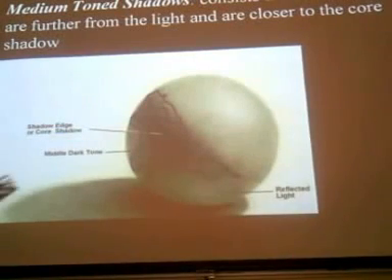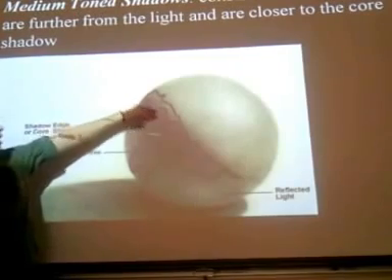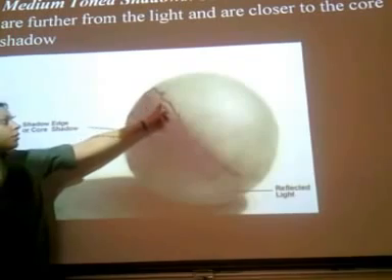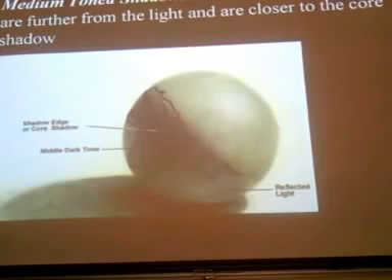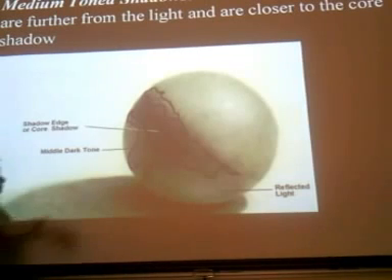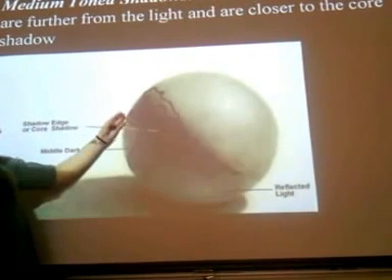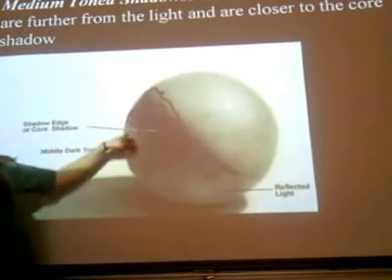Form shadow for darker tones is the exact opposite. This is your core shadow. Remember, your core shadow is your darkest area on your object. So everything near the core shadow is going to be your darker filler tone, or your medium tone. This consists of shadows that are further from the light but closer to the core shadow. Usually, when you have an object on a surface, the next step closer to the cast shadow would be the reflected light, as you can see here.